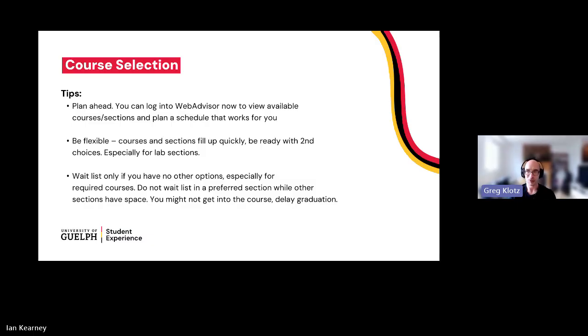When you're making your schedules, plan for courses rather than specific sections. The sections can fill up quickly, so it's good to be somewhat flexible with which section you're going to register in. And I think we'll cover this in the next few slides, but sections meaning there might be one course like CIS 1300, your introductory programming course. It might have one lecture section, but it might have 12 or 15 lab sections.